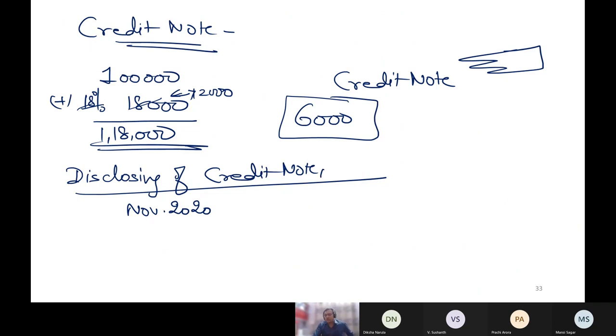Then show it in November 2020's return, or maximum till which date? Till September following the end of the financial year, or date of actual furnishing of annual return, whichever is earlier. Now let me show you that with the help of an example of what I have just said.